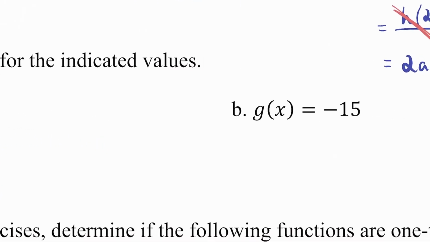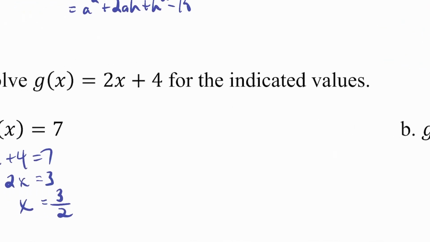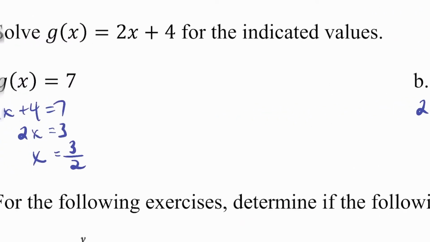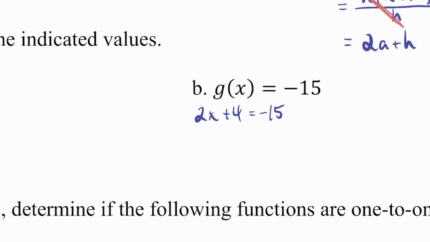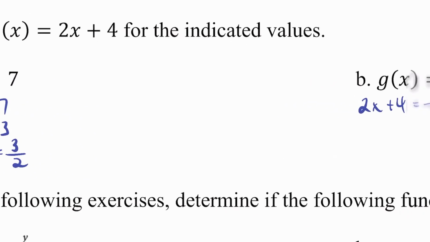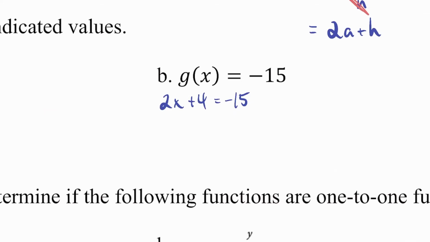Next one, g of x equals negative 15. My function was 2x plus 4. So again, 2x plus 4 equals negative 15. I will basically do the same steps, but I have options here, so I'm going to do something slightly different, just for it to look different. I moved the 4 first in the previous case. I don't have to do that. I can move the 2 first if I factor the 2 out.